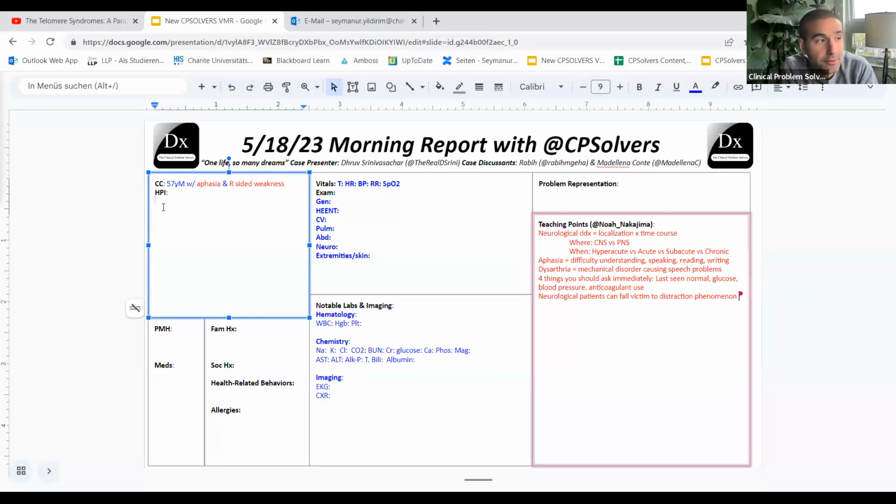And I will tell you that I made this mistake and will try never to make it again in a case on RLR CP solvers that Aaron Berkowitz presented. And because it's been a month, I'll spoil it for you.